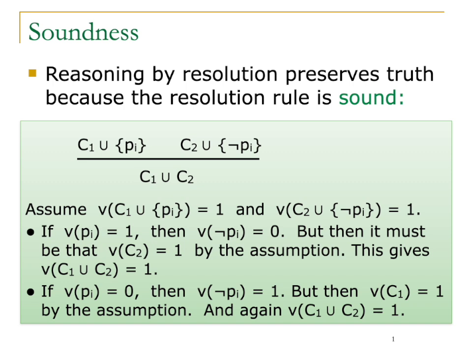And this gives that the valuation gives value 1 for their union. The second case is that the valuation gives value 0 to pi. So it must be the case that the valuation gives value 1 for its negation. But similarly, then the valuation must give value 1 for the clause C1, and again the union of the sets C1 and C2 gets the value 1 under the valuation V.